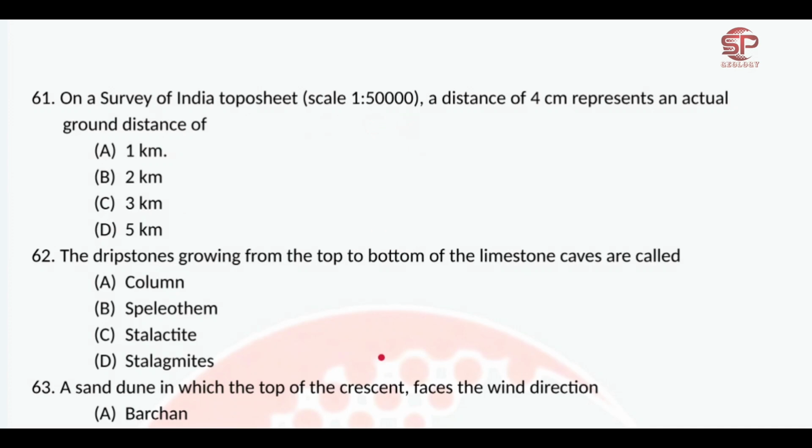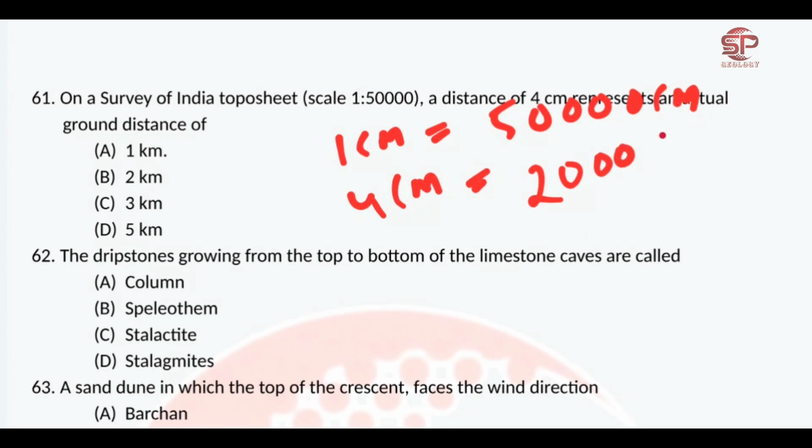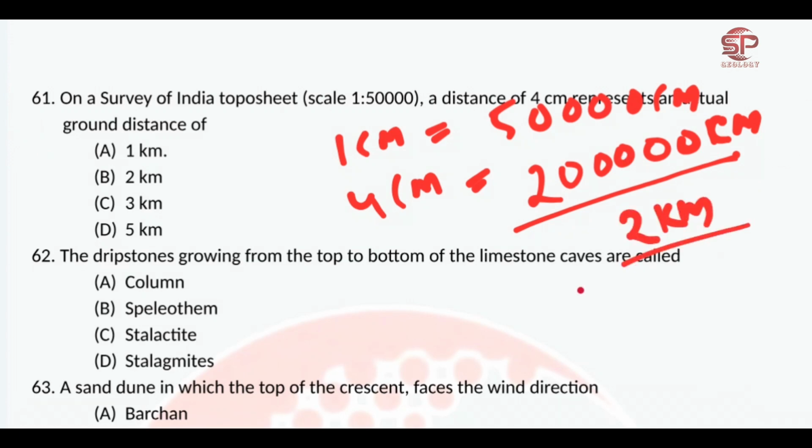On a survey of India sheet at scale 1:50,000, a distance of 4 cm represents what actual ground distance? 1:50,000 means 1 centimeter is equal to 50,000 centimeters. So 4 centimeters will be 2 lakh centimeters. 2 lakh centimeters means it is 2 kilometers on the ground. So for 4 centimeter distance on the map, it will be 2 kilometers on the ground. Answer will be 2 kilometers. Then comes the dripstone.